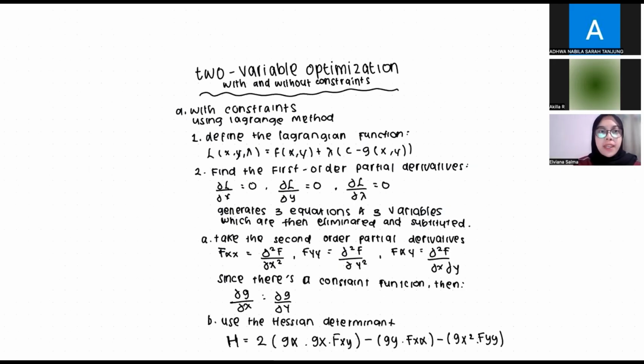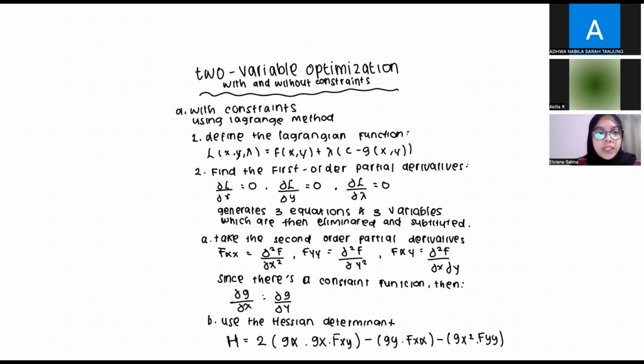I'm from MB-48-01. Today, I'm going to explain the topic of two-variable optimization, both with and without constraint, using the Lagrange method. This method is used to maximize or minimize a function subject to a constraint. First, I'm going to explain the with constraint.